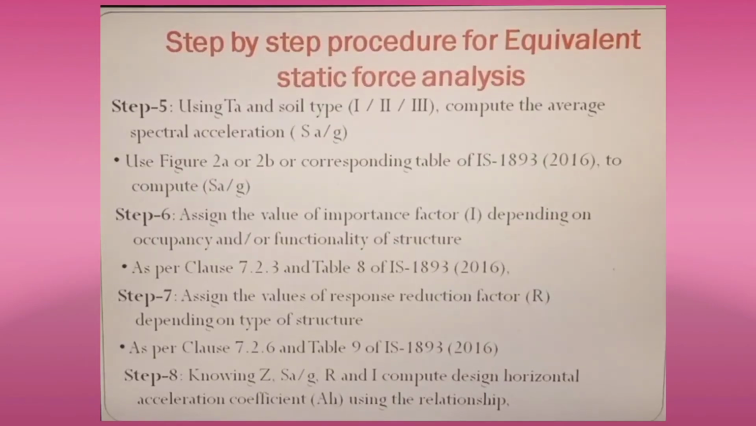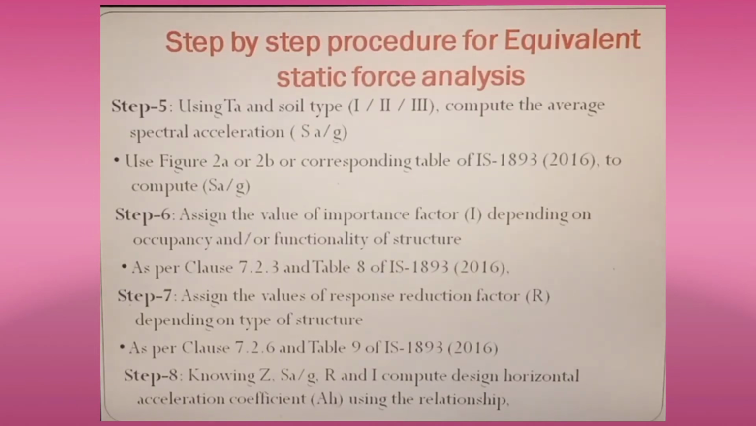Okay, coming to step 5, here using TA and the soil type, that is 1, 2 or 3, whatever it may be, compute the average spectral acceleration, that is SA by G. SA by G we have discussed, I hope you know it. We discussed it while introducing IS 1893 2016. This SA by G is the spectral acceleration.